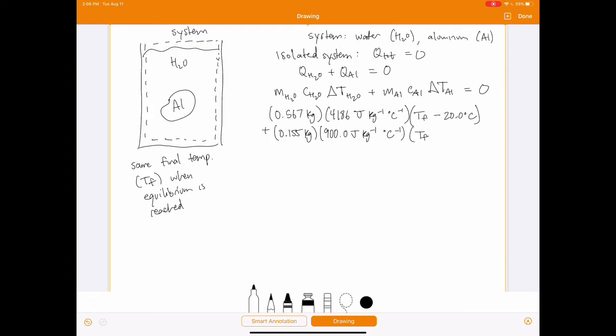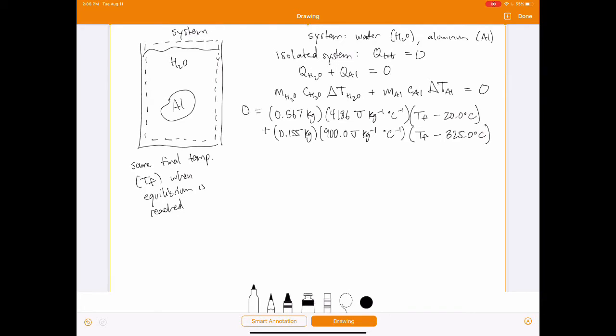So what this means is the aluminum starts off with a much higher temperature than the water, but if you allow them to reach equilibrium, they'll end up with the same final temperature. So T final for the aluminum is the same as T final for the water. It's really important to remember that. And then the initial temperature was 325 degrees Celsius, and then this is equal to 0.